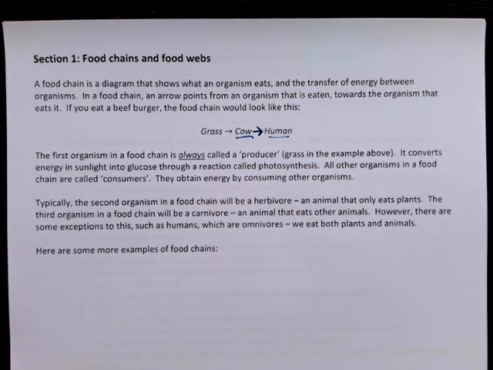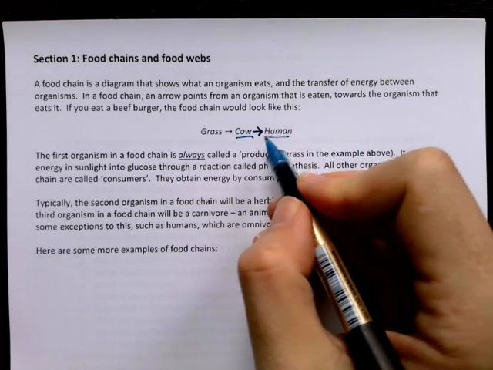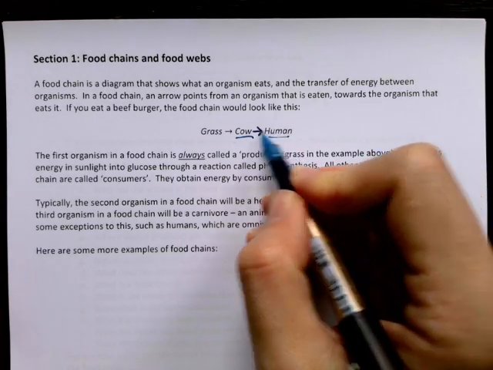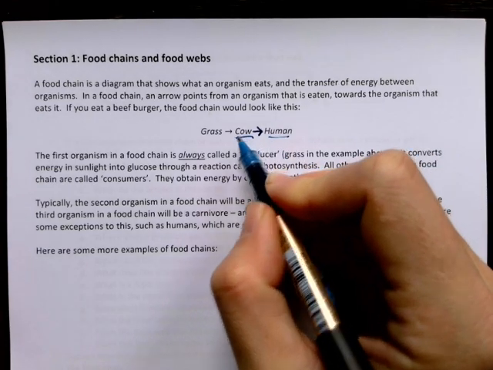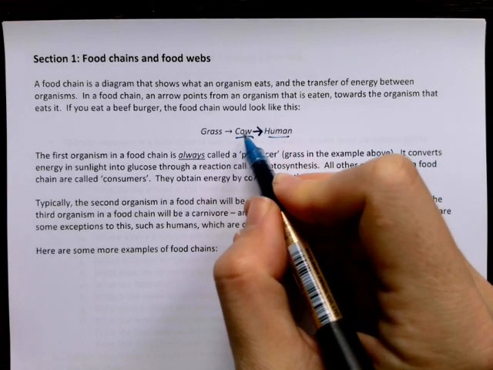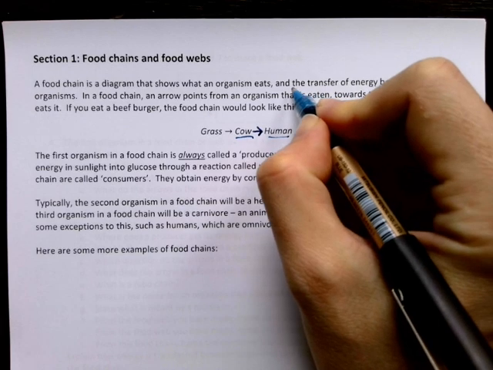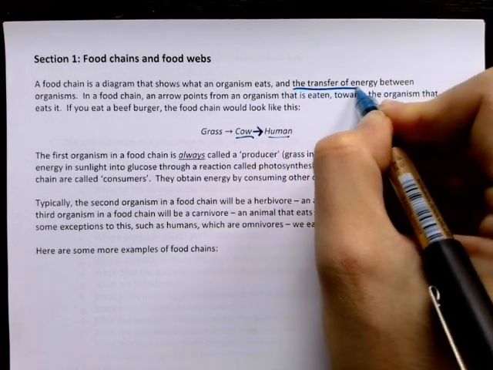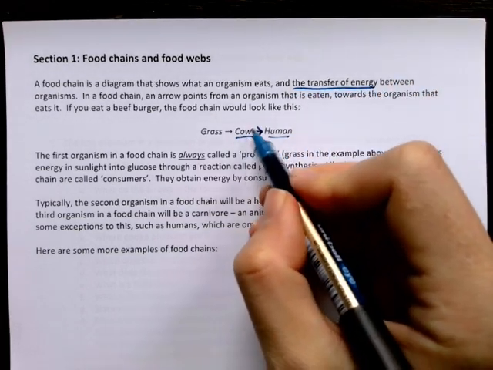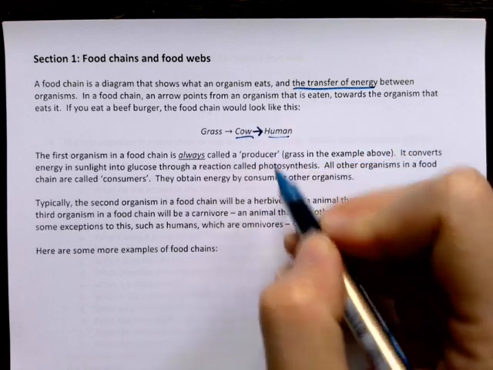Now, the most common mistake here is that you'll put the arrow pointing, well, if I eat the cow, the arrow goes from me to the cow. No, if you eat the cow, the arrow goes from the cow to you. Why? Because it also shows the transfer of energy. So you get the energy that's in the beef burger. That energy goes into you.